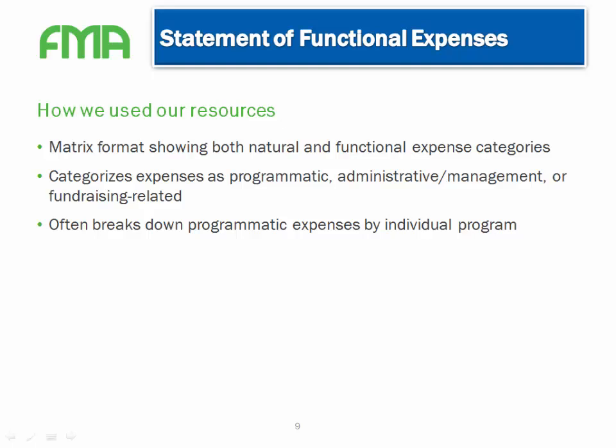So the statement is set up as a matrix. It categorizes our expenses as programmatic, management, administrative, or development fundraising related. And it often breaks down programmatic expenses by individual programs. So we have to show program, administrative, and fundraising breakdown of expenses on the statement of activities. What the statement of functional expenses does is breaks that down even further.